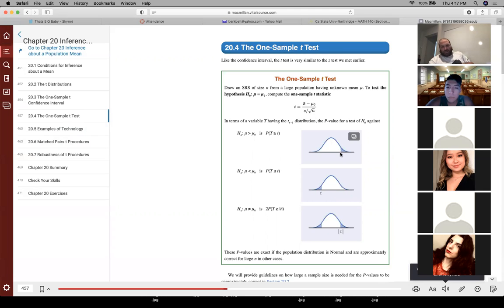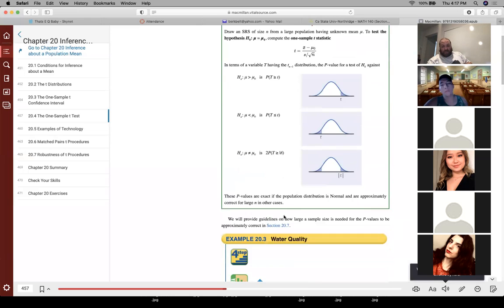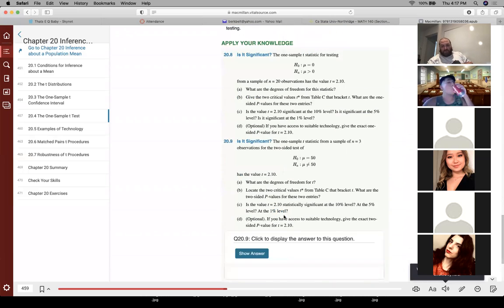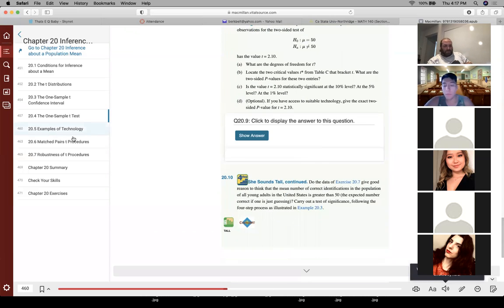So when you calculate your t, if it's a greater than, then it's the probability of being in this little region here, greater than your t-value. If it's less than, it's the probability of being less than what you got. And if it's not equal to, then it's the probability of being either on the far right or the far left, either one, okay? And again, Crunchit does everything for us. It's a wonderful resource which you have access to for your tests.